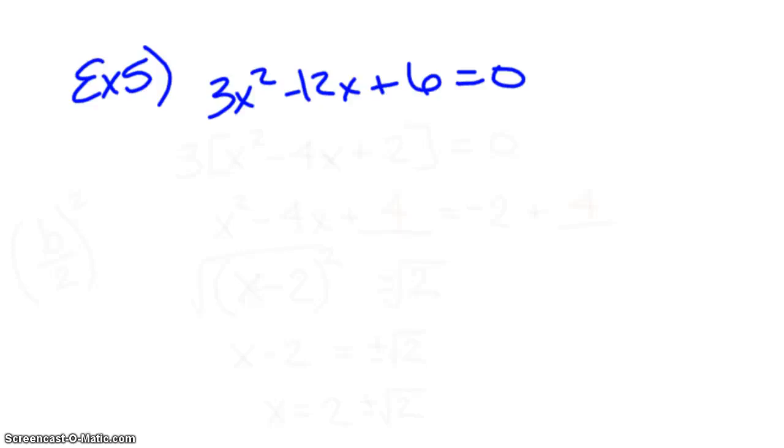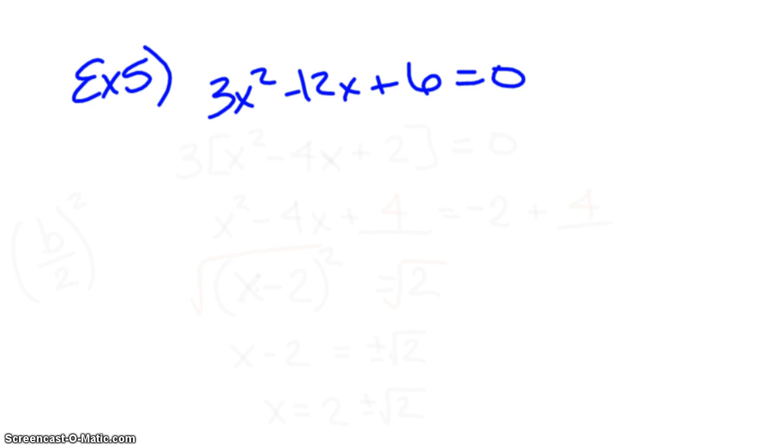This example is from section 4.6, completing the square. This is solving by completing the square. First thing you need to remember is that it has to be in standard form and it has to be equal to 0. So when you look at example 5, this is already set to 0. So we can start here.